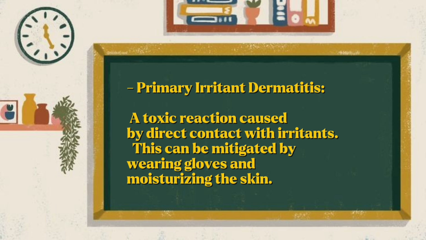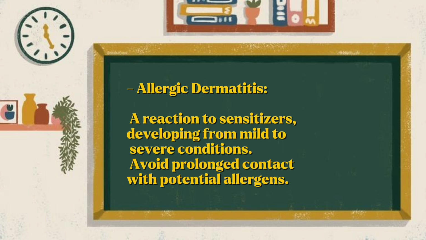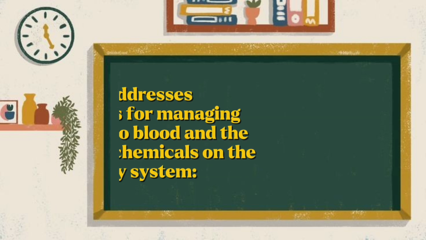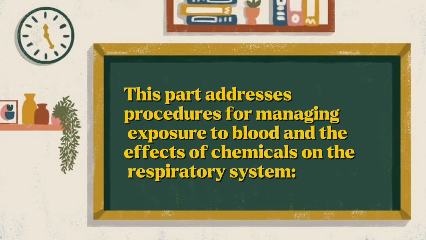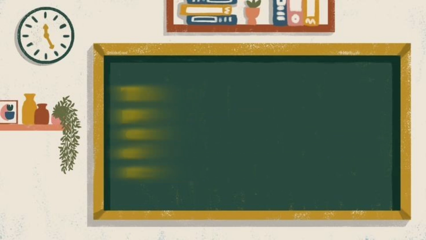This is primary irritant dermatitis. Allergic dermatitis is a reaction to sensitizers, developing from mild to severe conditions. Avoid prolonged contact with potential allergens. This is allergic dermatitis. And now, for this part, we address procedures for managing exposure to blood and the effects of chemicals on the respiratory system.